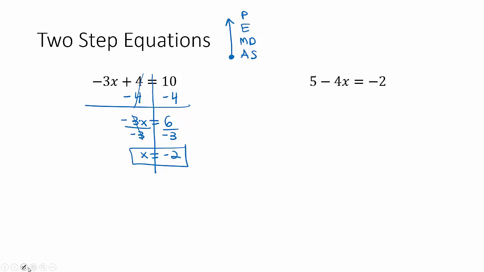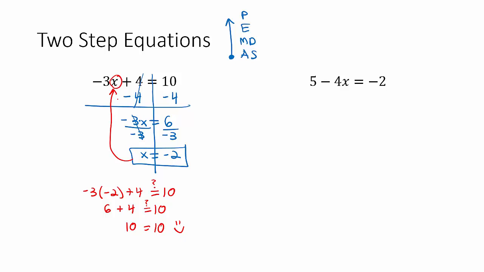What's really nice about these problems is we can actually check our work. You can take this negative 2 that we found and plug it in for the x. Negative 3x times negative 2 plus 4, and hopefully that answer will be 10. Well, negative 3 times 2 is a positive 6 plus 4. Still hoping that's 10, and yes, sure enough, 6 plus 4 is 10. So we can always go back and plug that answer into the variable and see if it gives us the correct answer for what that variable, that x, represents.